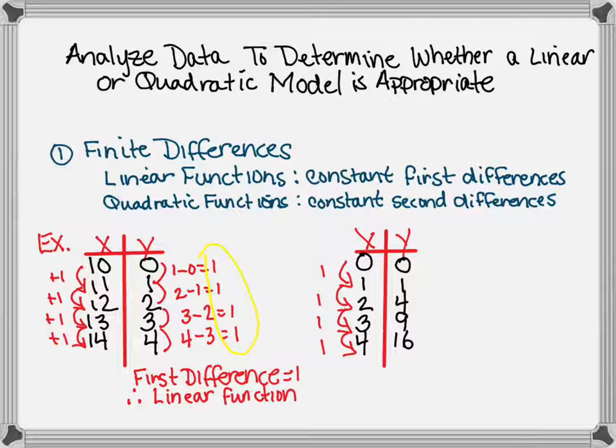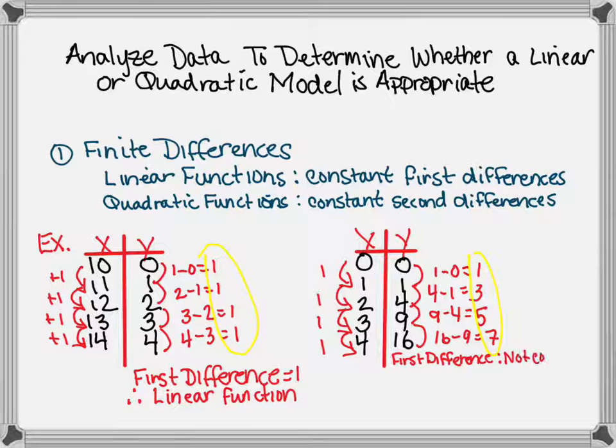Now let's look at our first differences. From 0 to 1, we'll look at 1 minus 0, and our difference is 1. From 1 to 4, we'll look at 4 minus 1, and our difference is 3. From 4 to 9, we'll look at 9 minus 4, and our difference is 5. From 9 to 16, we'll look at 16 minus 9, and our difference is 7. So here, our first differences are not constant. So because our first differences are not constant, that means we do not have a linear function.